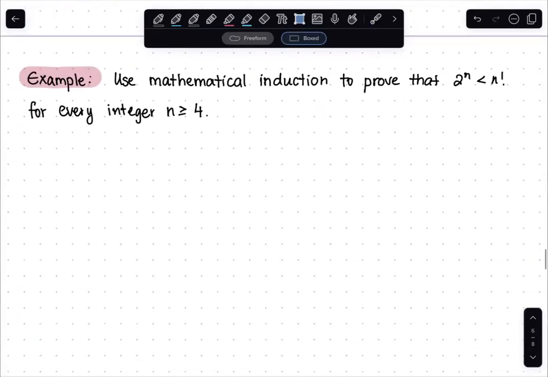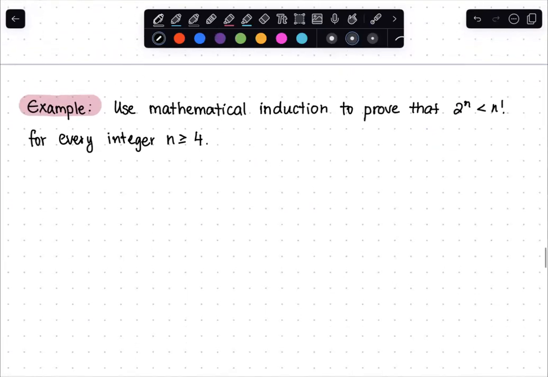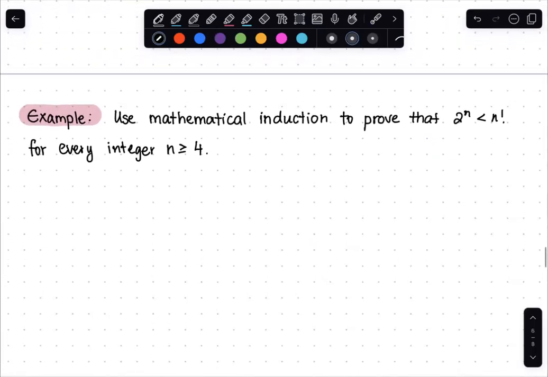So use mathematical induction to prove that 2 to the n is smaller than n factorial. Now, notice that here we have for every integer n greater or equal to 4. So it's not true for 0, 1, 2, or 3. So now our starting value is going to be 4, right? So let's get started with this. So let's start with the proof.